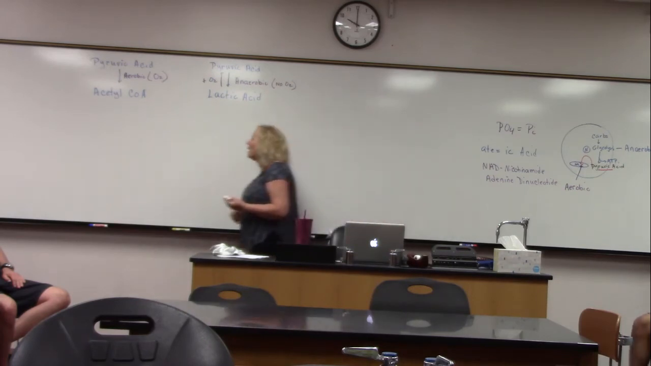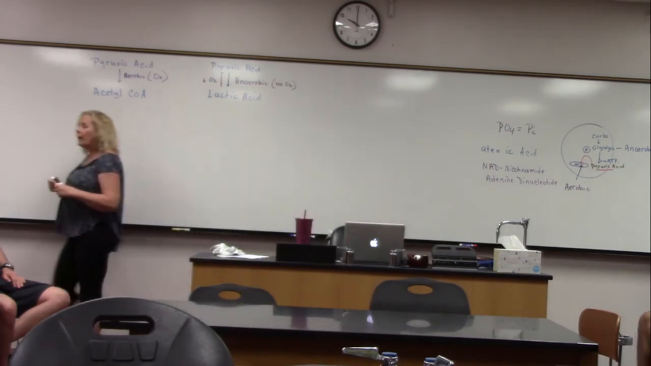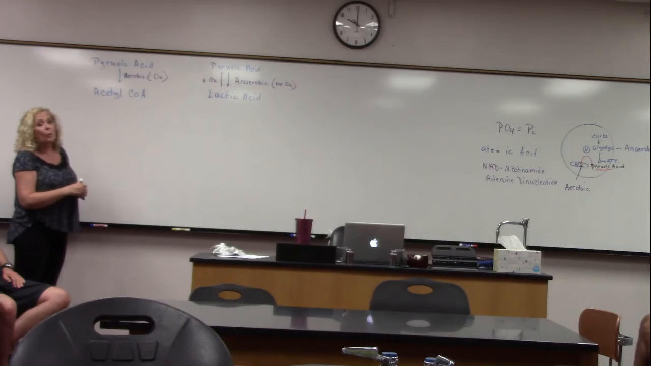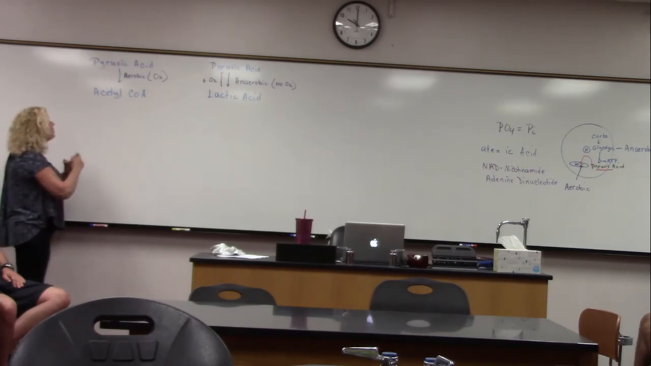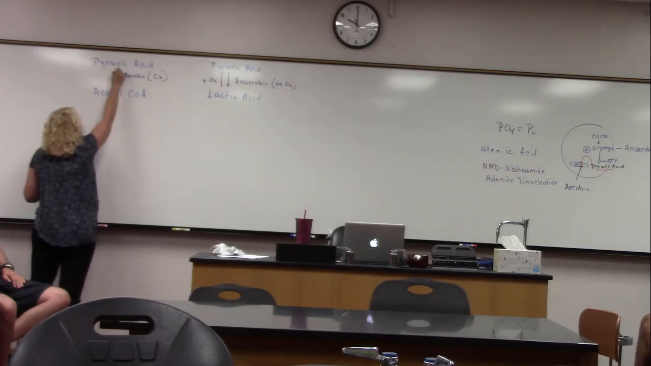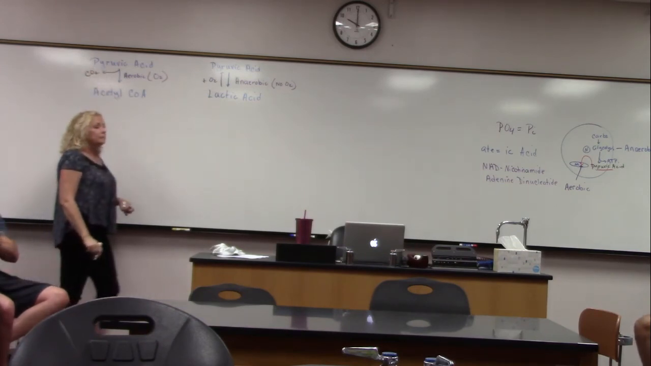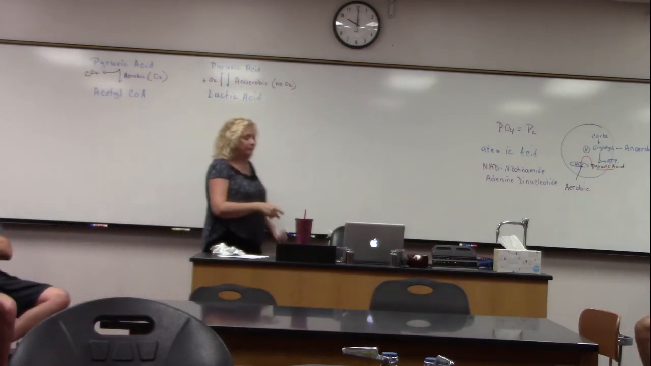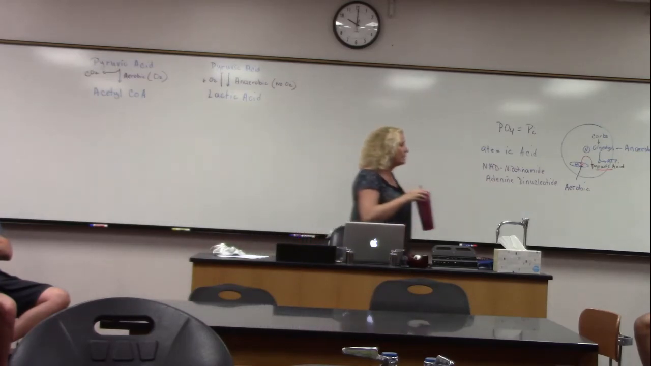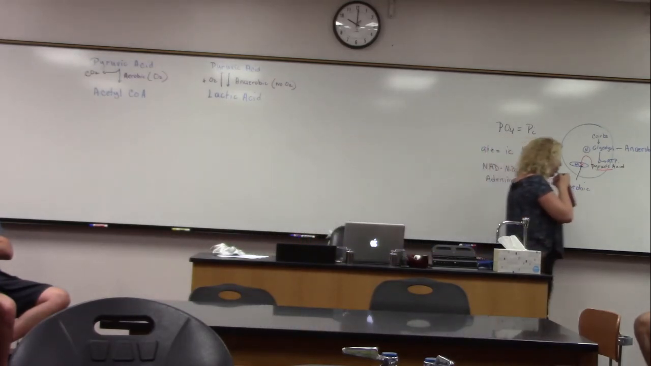Now, by the way, in this step with pyruvic acid, we're going to make a waste product. This is the first waste product we've made. This waste product is carbon dioxide. So in this process, we can have some CO2 buildup.